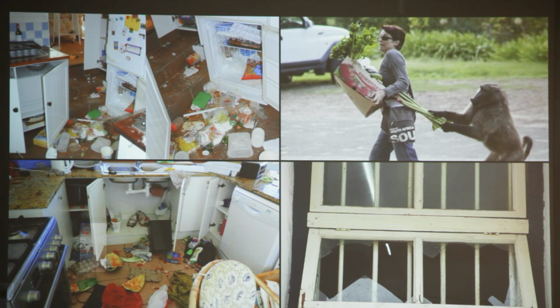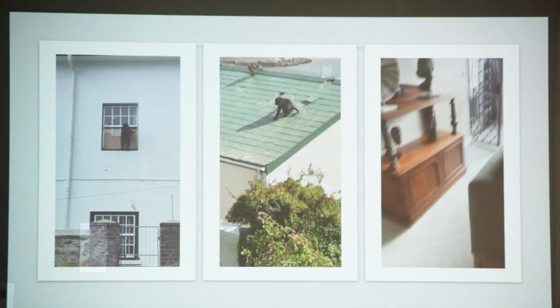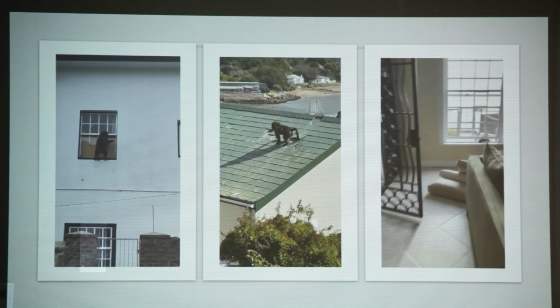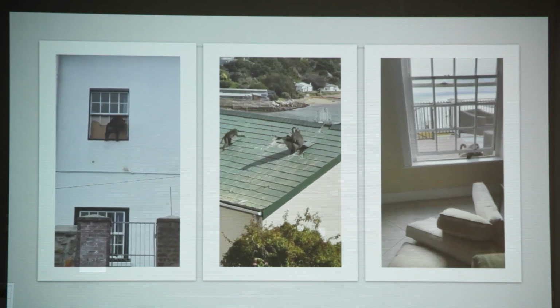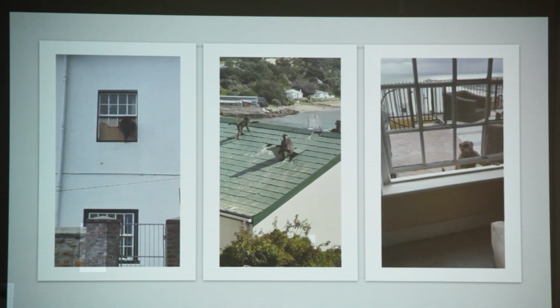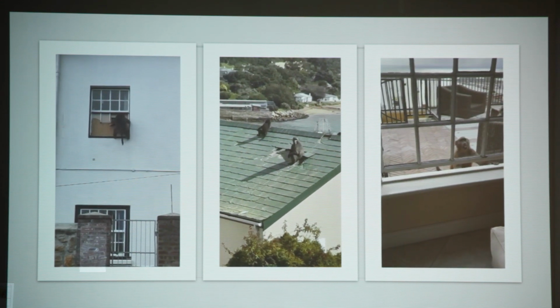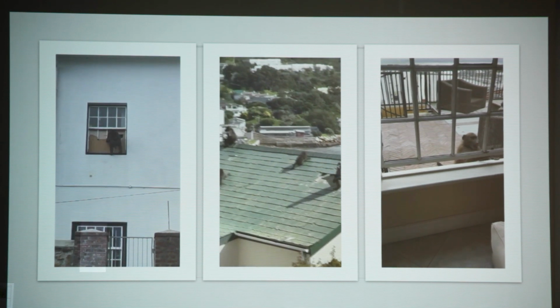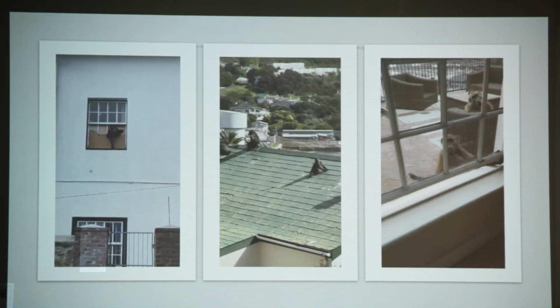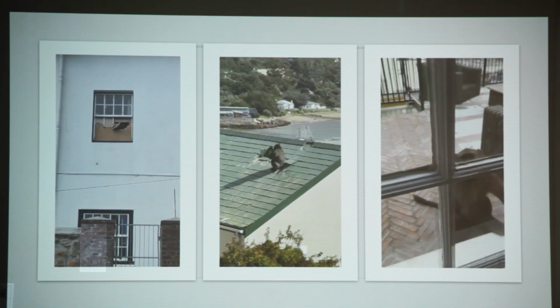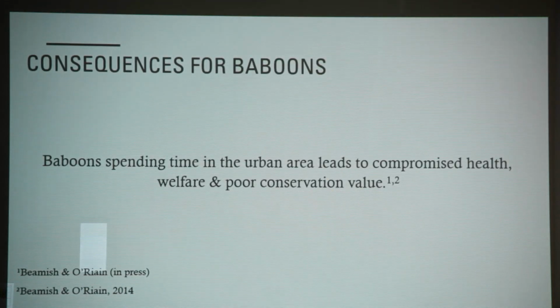And unfortunately what this can look like is once baboons have learned to use these spaces, they will continue to ramp up their efforts to get these foods. And they're very, very intelligent, very agile. And these kinds of behaviors at this stage are very, very difficult, if not impossible, to reverse. Okay? But this has consequences for baboons as well, of course.